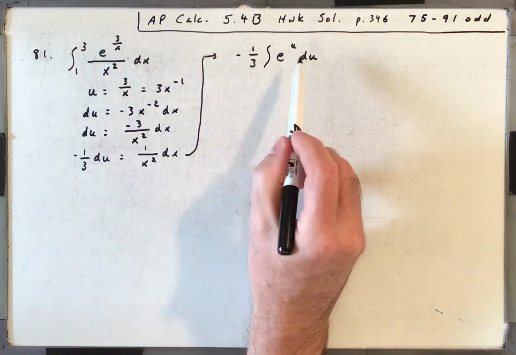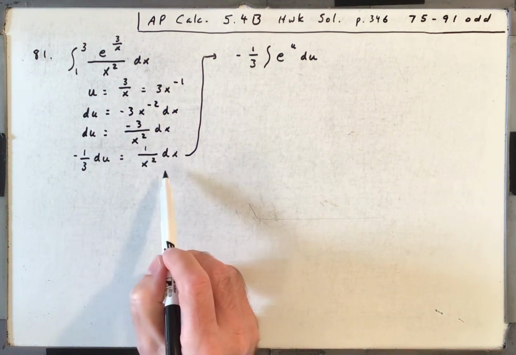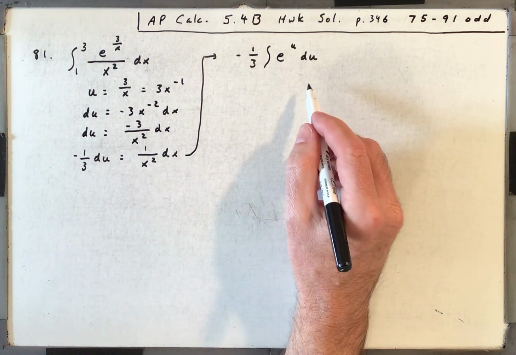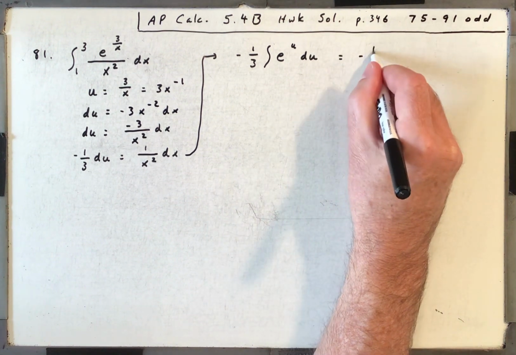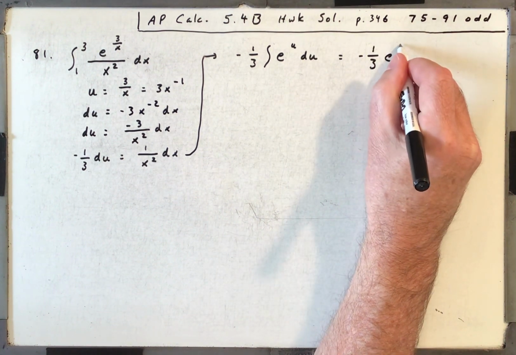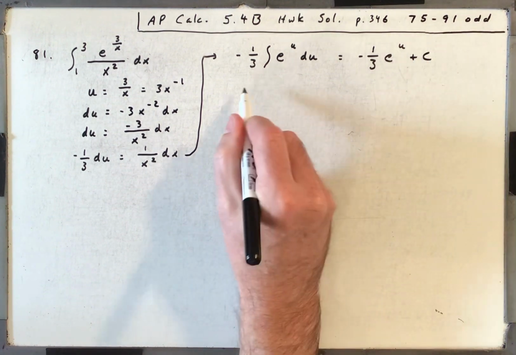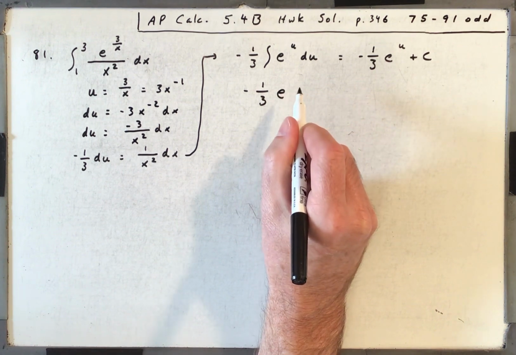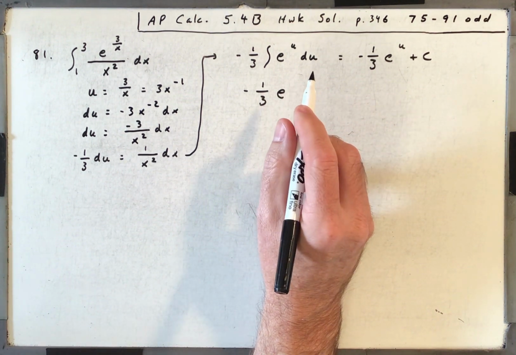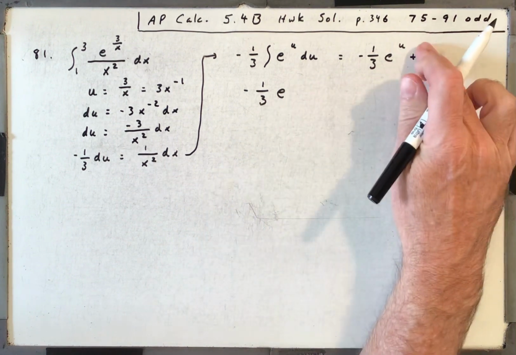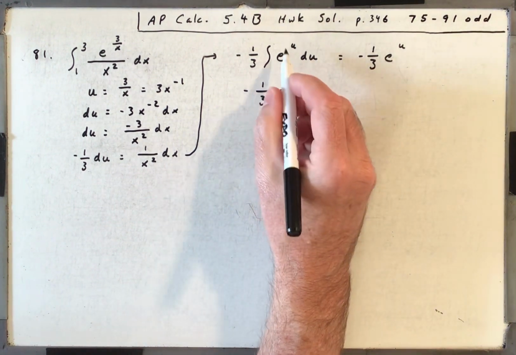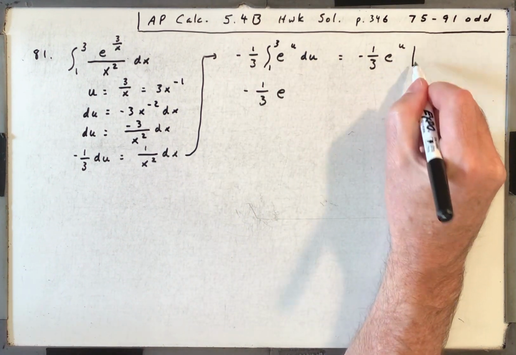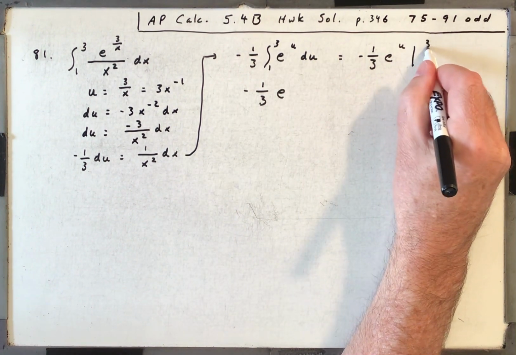E to the 3 over x, and then du again is 1 over x squared. The negative 1/3 out front fixes the issue of the coefficient. So that's going to be negative 1/3 e to the u plus c. So that's negative 1/3 e to the 3 over x. And it's not plus c, I'm sorry about that, because it's a definite integral. So 1 to 3, evaluated from 1 to 3.